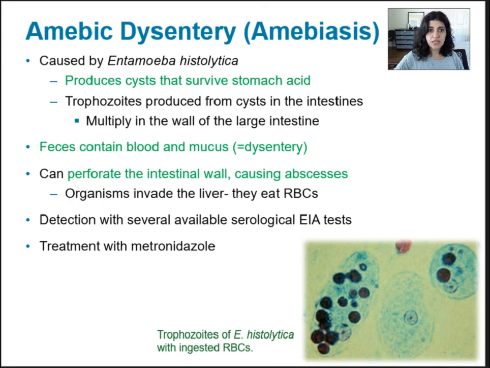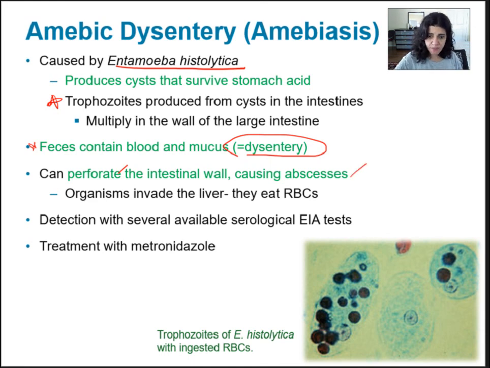Amoebic dysentery is caused by Entamoeba histolytica. So this protozoan is one of those that eat red blood cells. The trophozoites produced from cysts in the intestines are super important in making the person sick, right? The feces contain blood and mucus. That's why it's called dysentery. Remember, we mentioned this before. And it causes perforation of the intestinal wall and formation of abscesses.